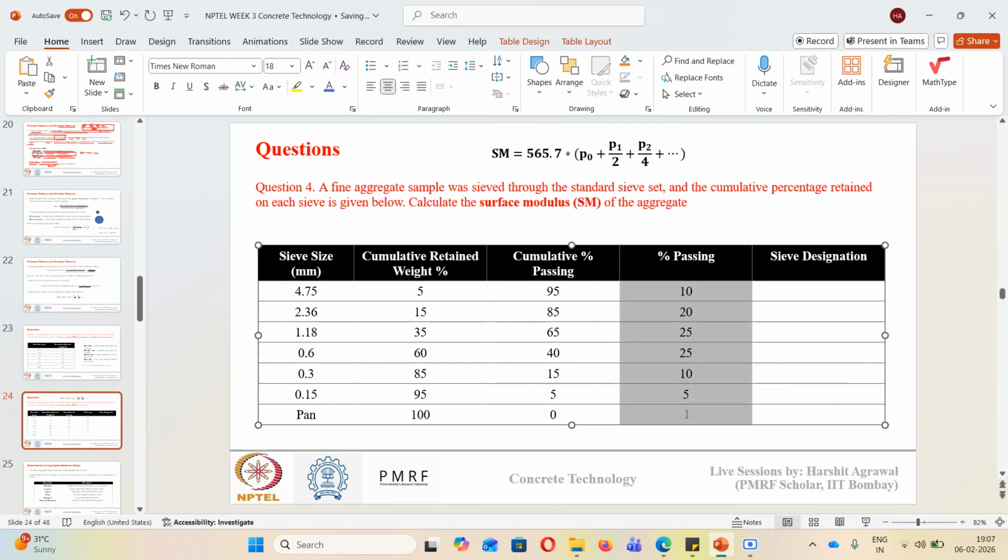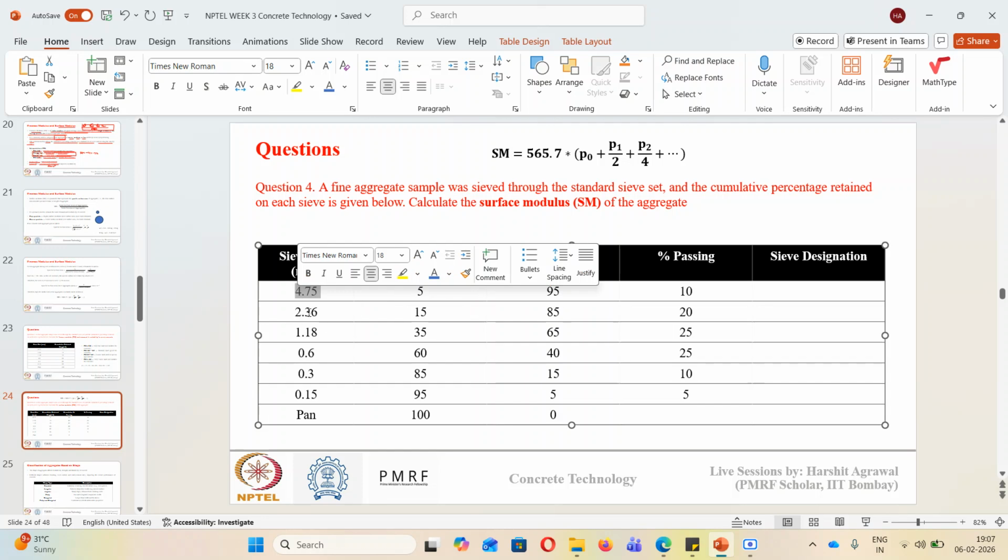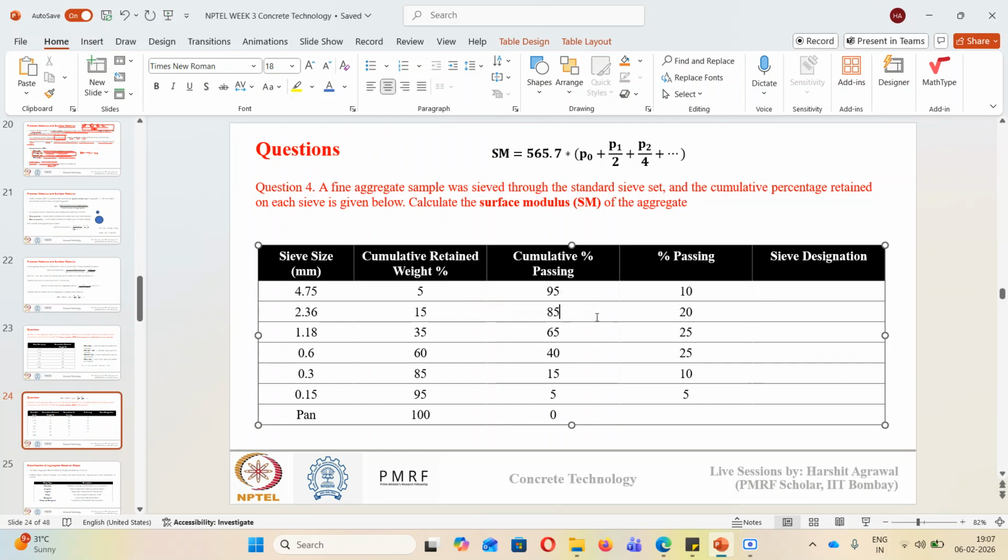So this data that we get here, just understand, 10% aggregates are passing through 4.75 mm sieve and retaining on 2.36 mm sieve. Similarly, 20% aggregates are passing through 2.36 mm sieve and retaining on 1.18 mm sieve. So this is what this data means. How can you understand this? Just go back from percentage passing to cumulative percentage passing, so you will get the idea how this number corresponds to what we are saying.